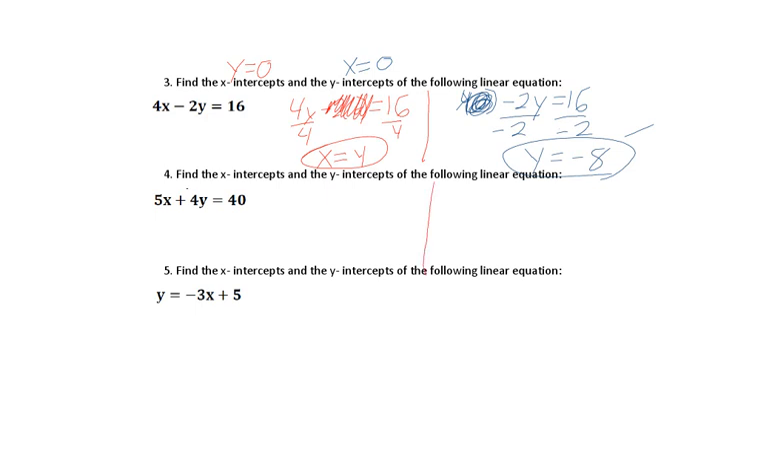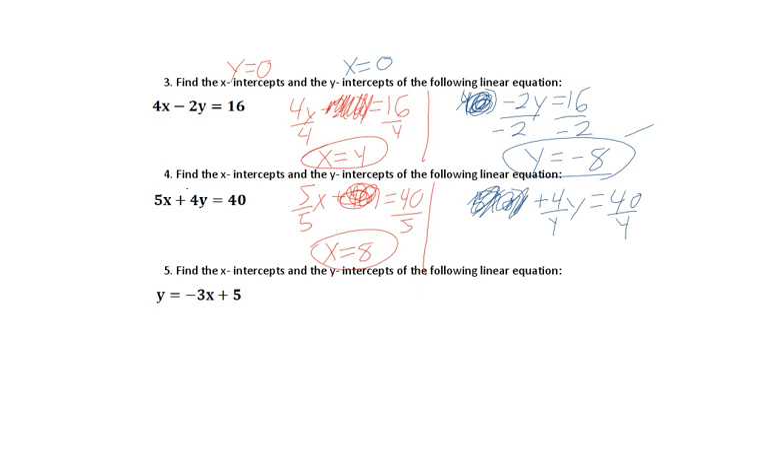Again, first replace y with 0. So you get 5x plus 4 times 0 equals 40. 4 times 0 is 0, so that goes away. And divide by 5. 40 divided by 5 is 8. Now replace x with 0. So you're going to get 5 times 0 plus 4y equals 40. Again, 5 times 0 is 0. And from here, divide by 4. So y would equal 10.